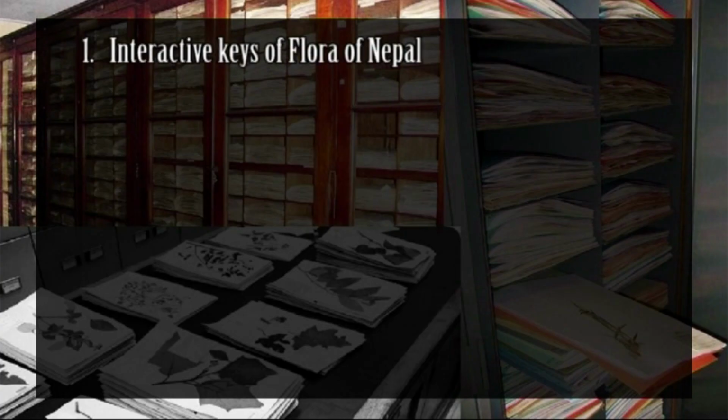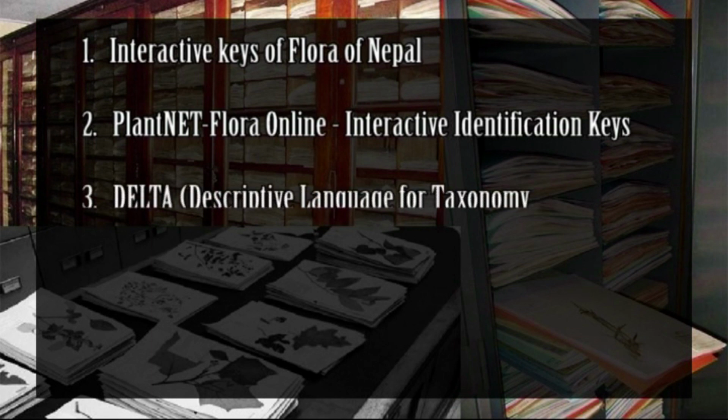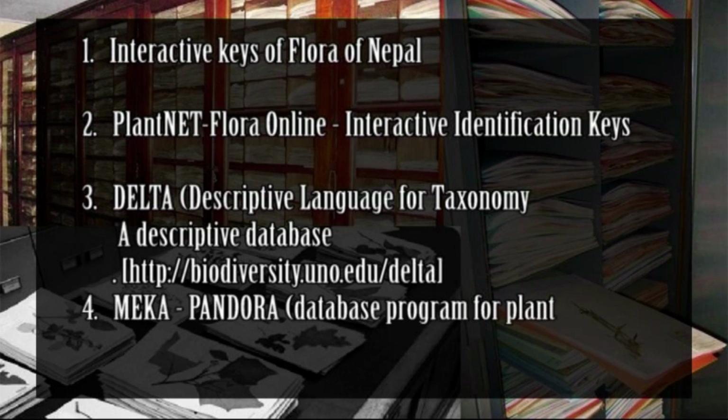Some of the major databases and internet based interactive keys are listed as follows: interactive keys of Flora of Nepal; PlantNet, that is Flora Online interactive identification key; or DELTA, that is Descriptive Language for Taxonomy, a descriptive database from which descriptions, a variety of identification aids and analysis of relationships can all be derived. Then we have Mika Pandora, a database program for plant identification.